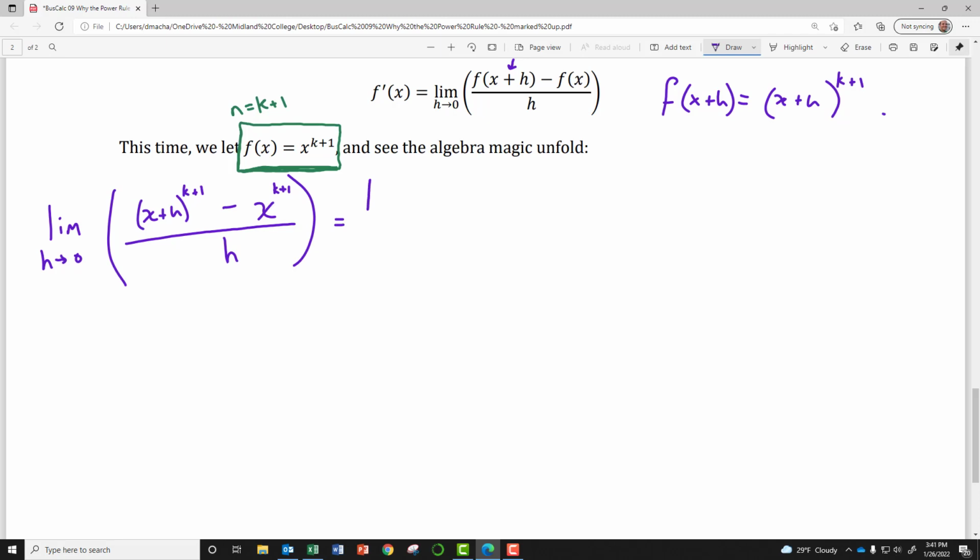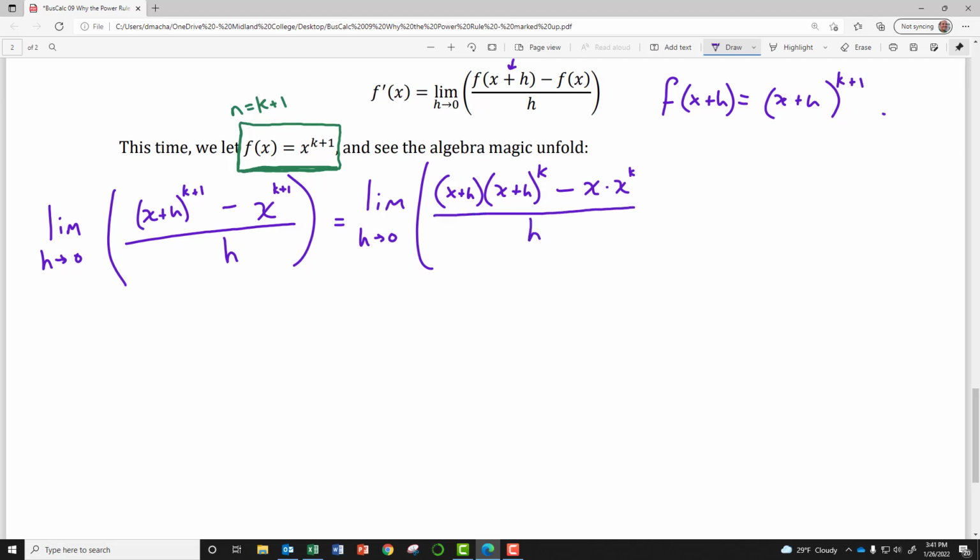Okay, so let me write out the limit again, and we'll make some initial simplifications here. Whenever I have the exponent k plus 1, what I can do is pull out an x plus h and then multiply that times x plus h to the power k. Right? Whenever I make that multiplication, it'll make the exponent k plus 1. And I'll do the same thing with x. And so I'll rewrite this as x times x to the power k.